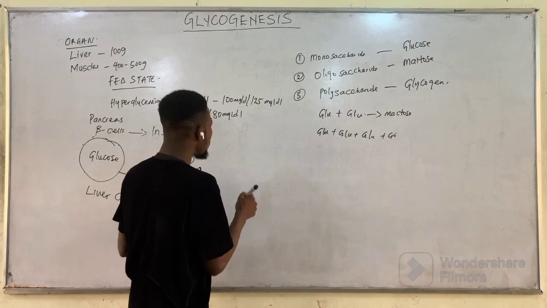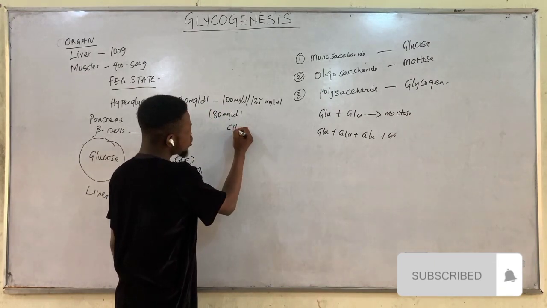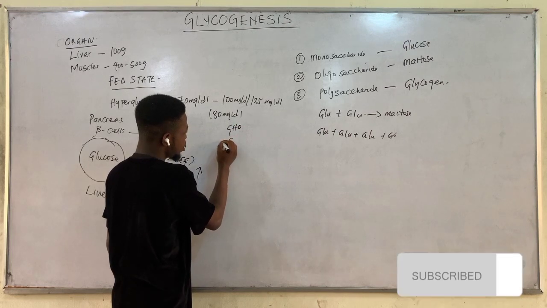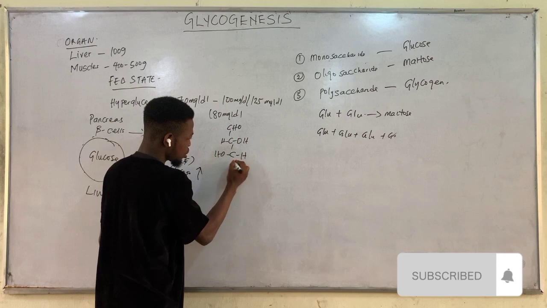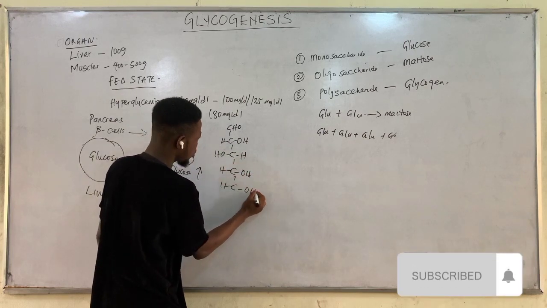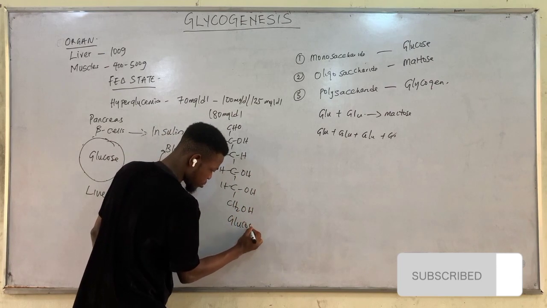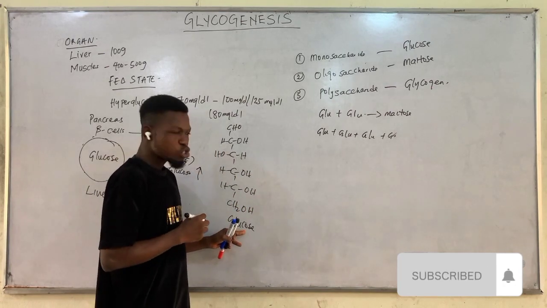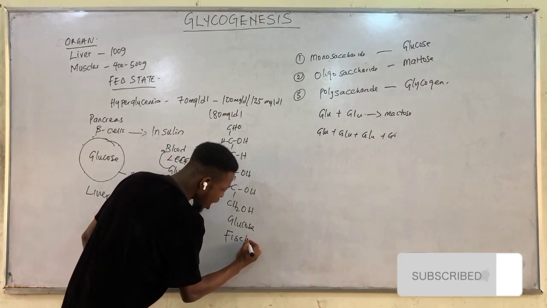Do you know the glucose is made up of 6 carbon molecules? So the glucose is CHOH, and CH2OH. This is glucose. This is a Fischer projection of glucose. What do I call it? Fischer projection.